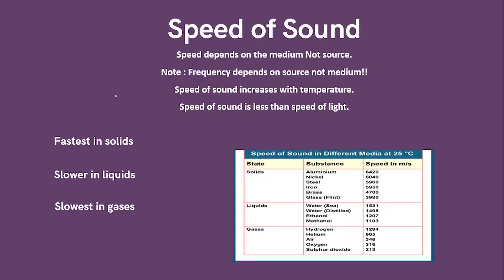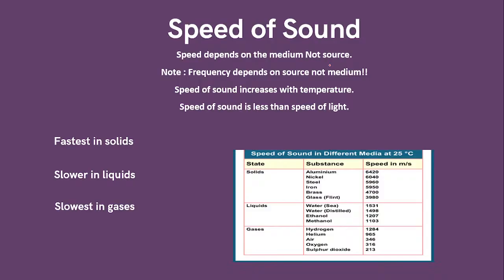Next, coming to the speed of sound or the velocity of sound. Speed of sound depends on the medium and not the source. We don't care where it is coming from. What matters is which medium it is traveling in, so that will determine the speed of the sound. In solid it will be different, in liquid it will be different, in air it will be different.